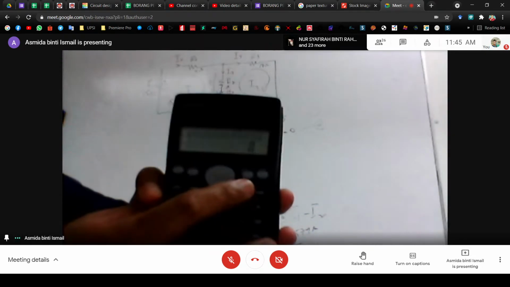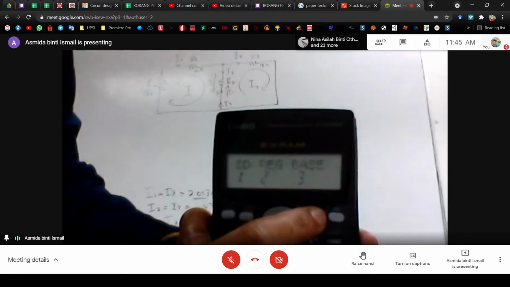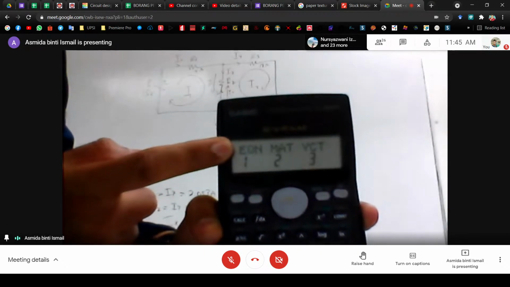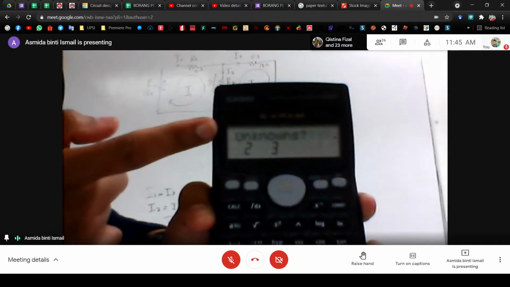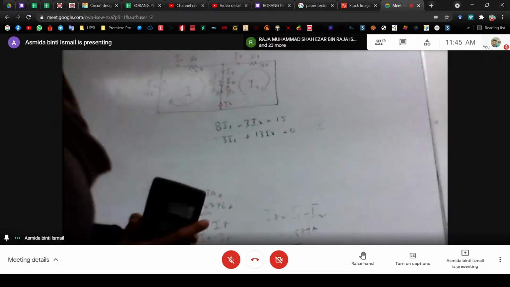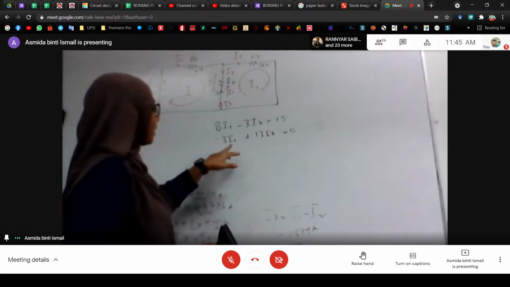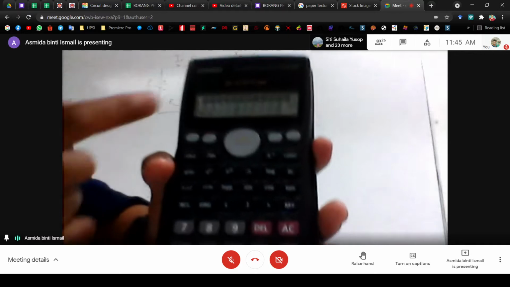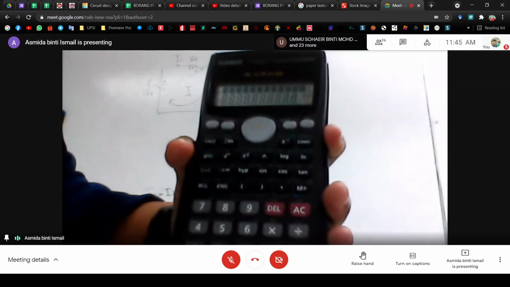calculator. Okay, and then press mode. Press mode until you find the word EQN. EQN is equation. Okay, you press 1. Unknowns means this value, apa yang awak tak tahu, berapa nilai yang awak tak tahu. Okay, I1 and I2, this is two unknowns. Two or 3, so you press 2.